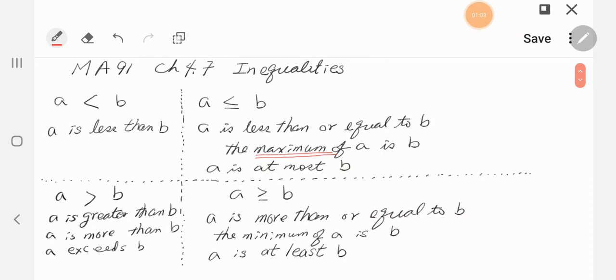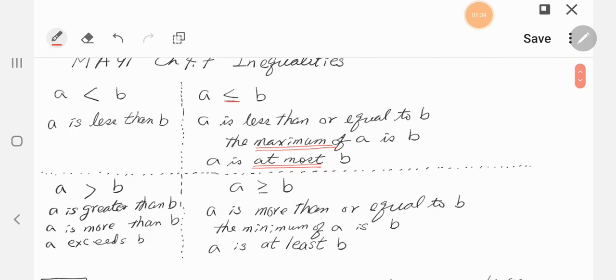So the maximum means A is at most B. The value of A is at most the value of B. Make sense? The maximum value is B, so if A is less than or equal to B, then A is at most B. If we have a sentence like, the speed is at most 50 miles per hour, then the maximum speed is 50 miles.